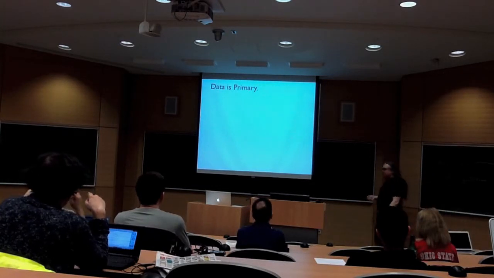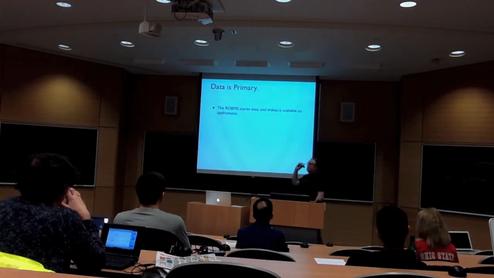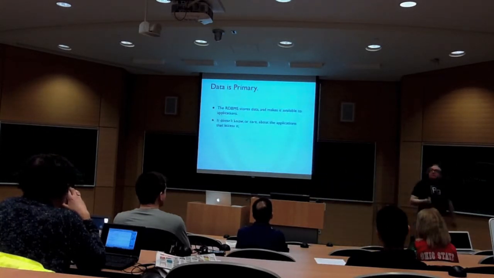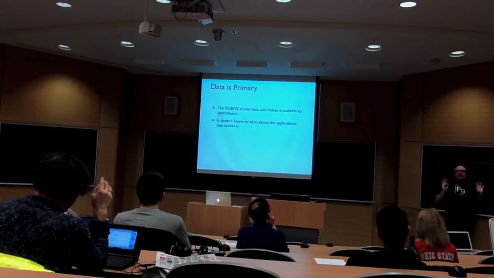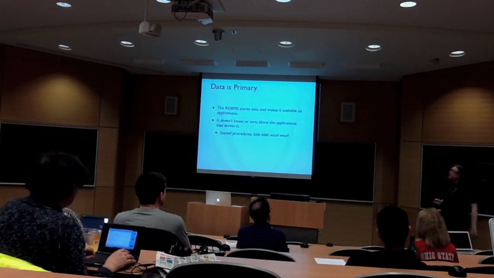So in the relational model, data is primary. The relational database stores the data and makes it available to the application. That's what it does. It doesn't know or care about the applications that access it. It provides a data access API, and the application struggles with it. It doesn't know or really care what happens to this data.